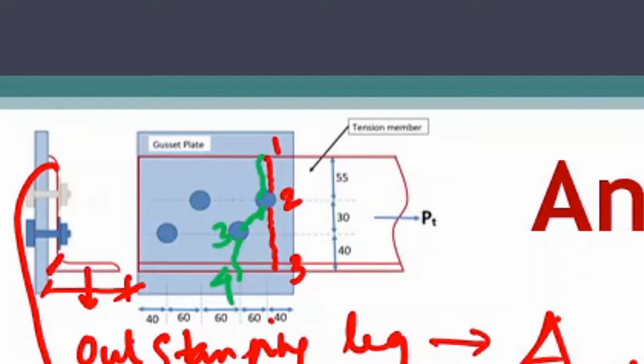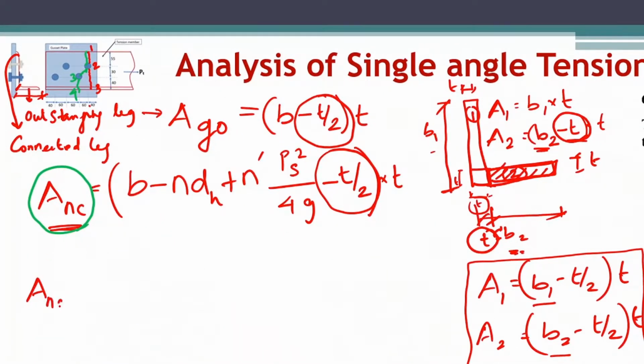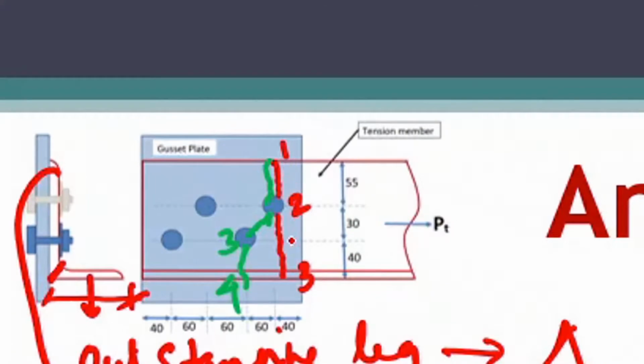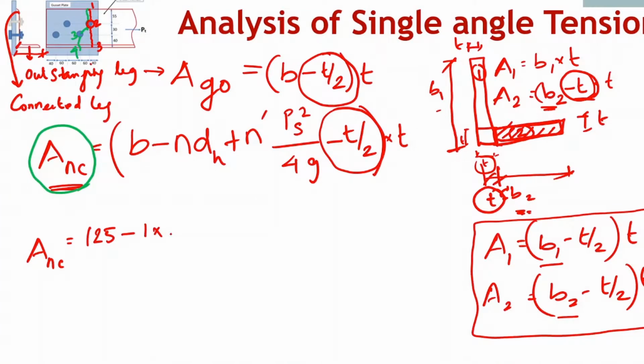Now let's take section 1, 2 and 3. So the net area of the connected leg is the width of the connected member. See, we are calculating only for the connected member because we have done the connection only between the long leg and the gusset plate. So the width of the connected leg is 125 mm minus how many holes are there in section 1, 2 and 3? You have only one hole. So minus 1 times the dia of hole.